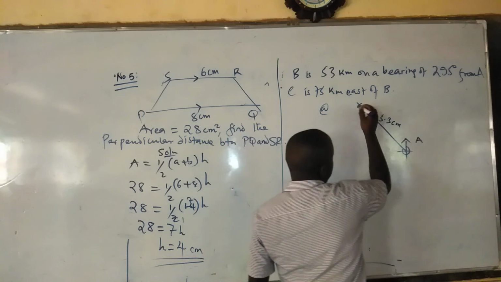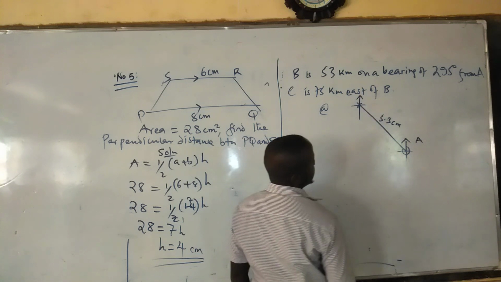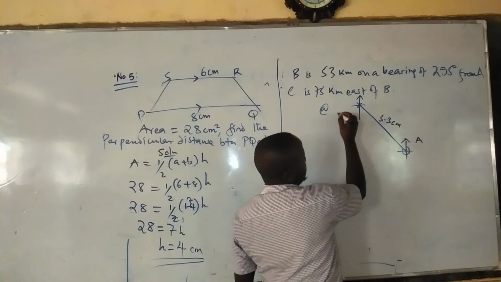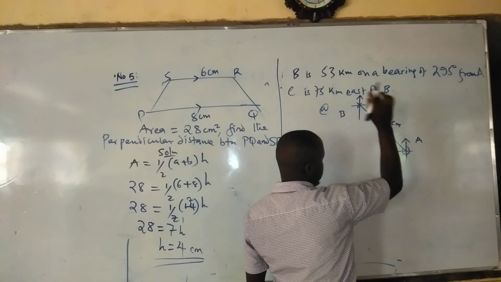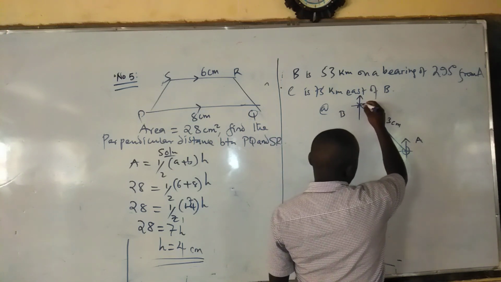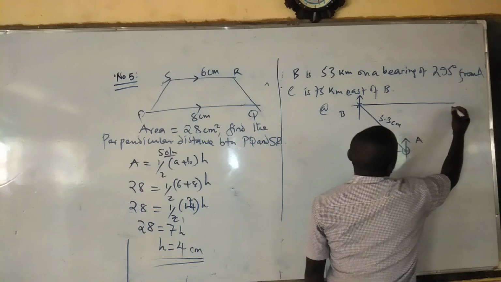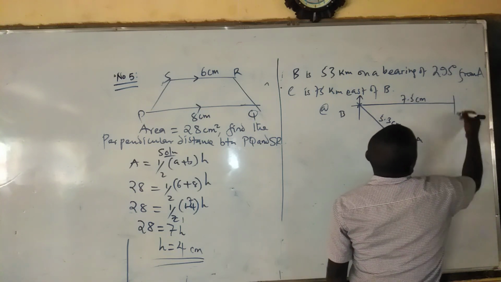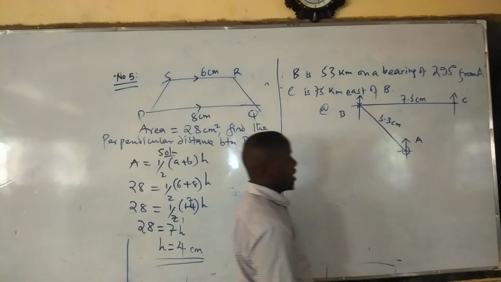Then on reaching here, we can raise another north there, and after raising that north, it is good to know that if this is B now, C is 75 east of B. Therefore, eastwards, which means to the right hand side, like that, 7.5 centimeters. Then we arrive at C. We raise another north there.